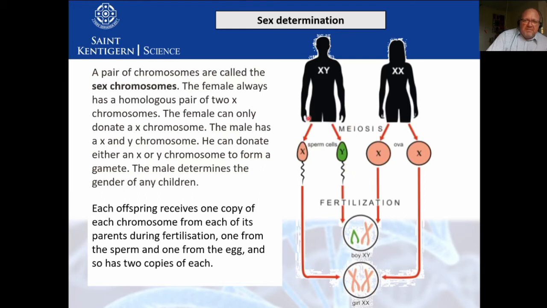So the gender of the child is always determined by which sperm actually arrives at the egg, because the egg will always have an X chromosome. But the sperm can either be a Y chromosome sperm cell, or it can be an X chromosome sperm cell.